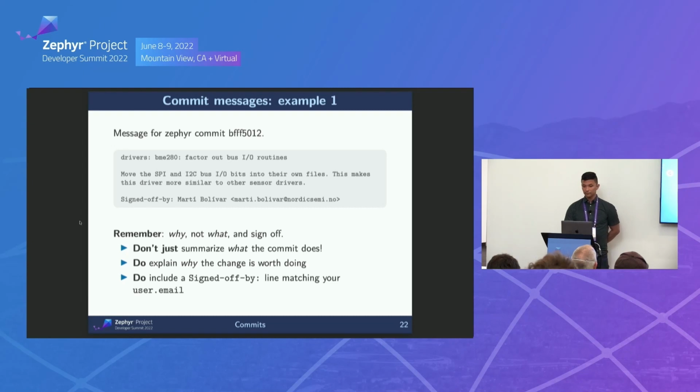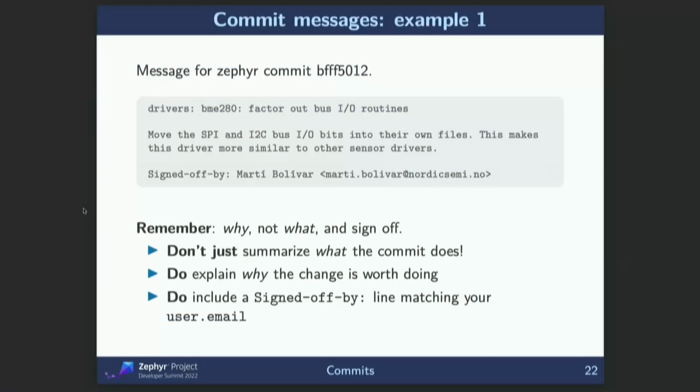So next, let's take a look at a couple of commit message examples. The first one, it's a little bit difficult to understand what things do if you don't have a full overview with the first line. So for example, in this case, this is a relatively good example where you see the subsystem, which indicates which device you're modifying the driver for, and then what it does, right? It factors out the bus I/O routines.